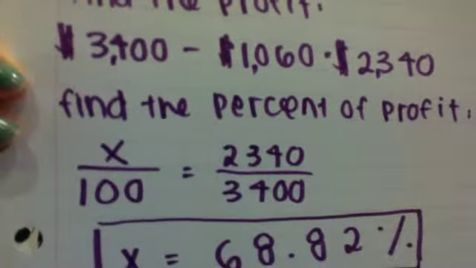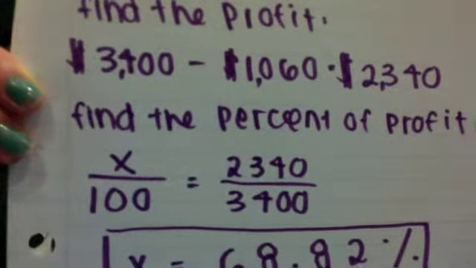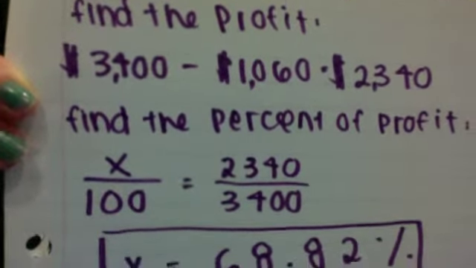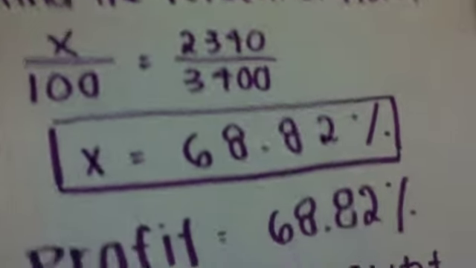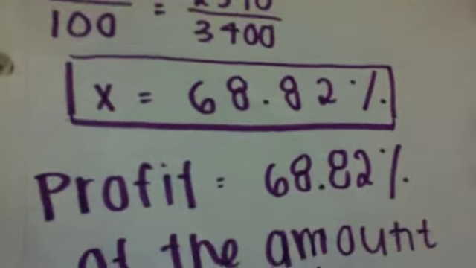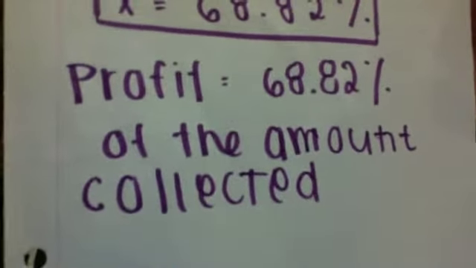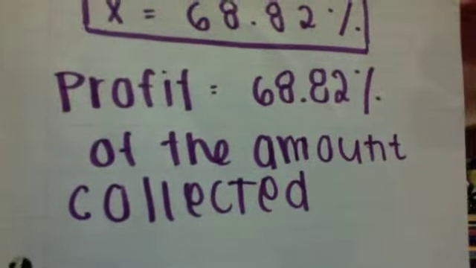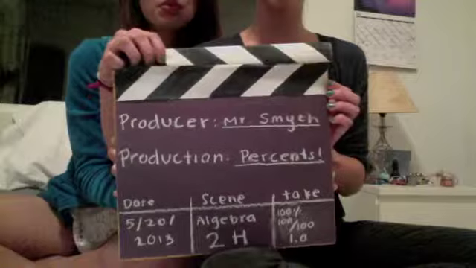Then find the percent of profit. To do this, set up the ratio x over 100 equals 2,340 over 3,400. Cross multiply and divide to find that x equals 68.82, which means 68.82%. The profit of the amount the class collected was 68.82%.